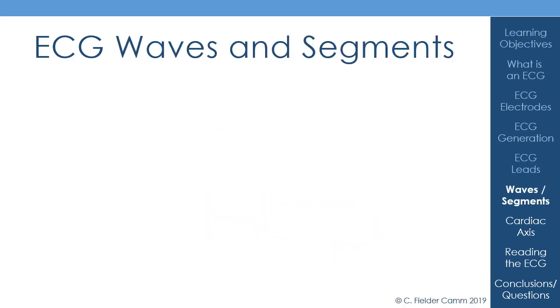So having talked already about the electrodes and leads in regards to the ECG, I think it's now time to talk to you about the waves and segments that make up a standard ECG and are the standard representations of the electrical activity within the heart. So these are essentially the squiggles that you see on the pink paper.